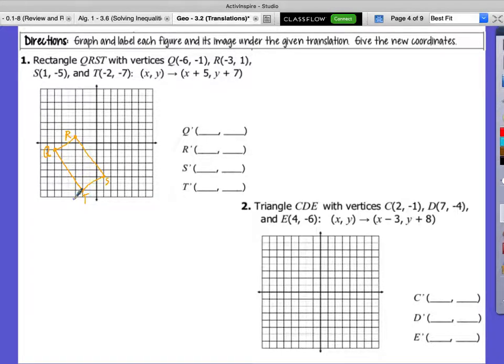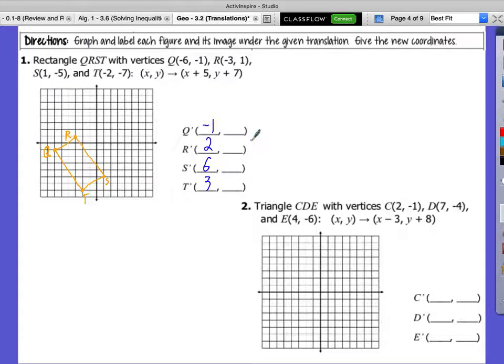Alright, so -6 plus 5 is -1. So the Q prime x value is -1. I have to go through and do all the x's because I'm just adding 5 four different times. -3 plus 5 is 2. 1 plus 5 is 6, and -2 plus 5 is 3. Okay, I took care of my x values.